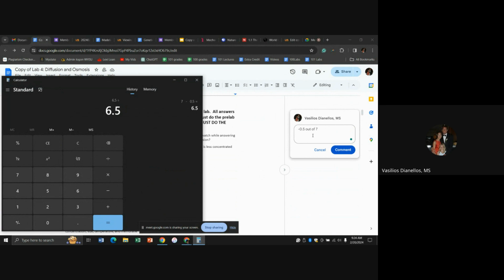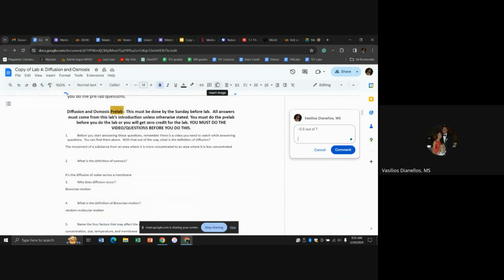Divide that again by 7 to figure out what your percentage for the pre-lab is, and it is about 92%. Multiply that by the total points possible for a pre-lab, which is 5. So multiply that by 5, and you got 4.64 points. 4.64 out of 5.